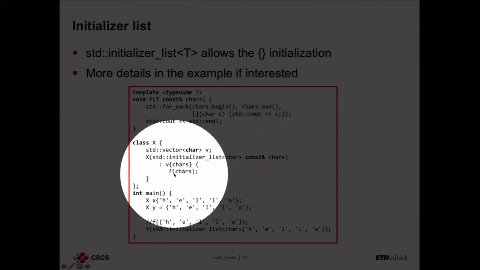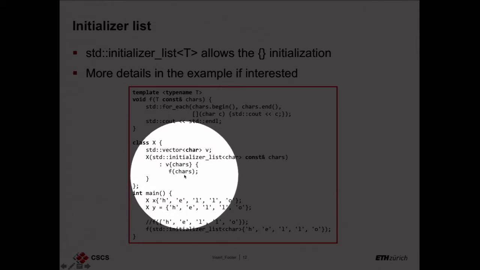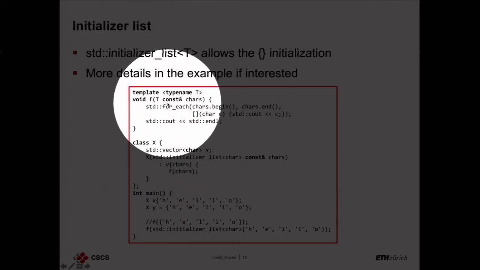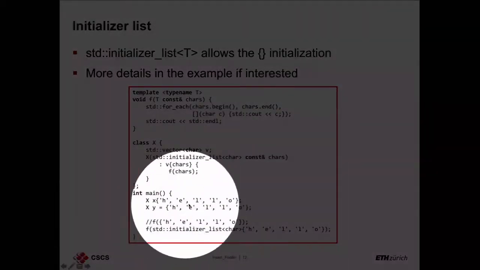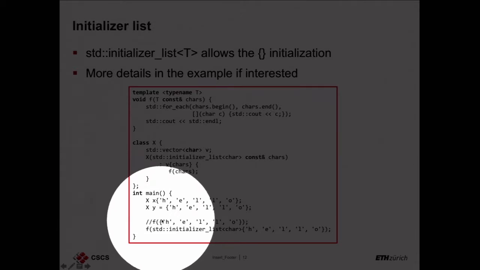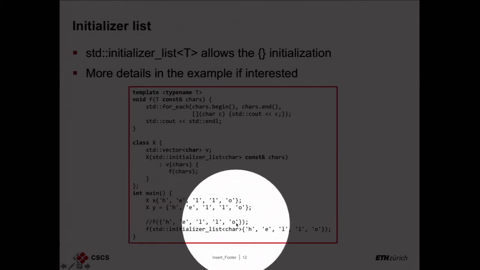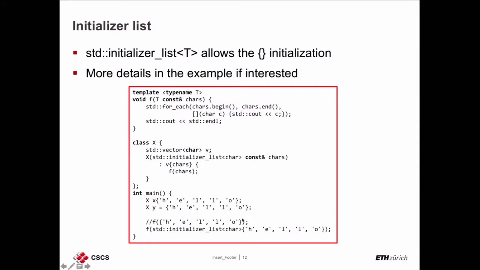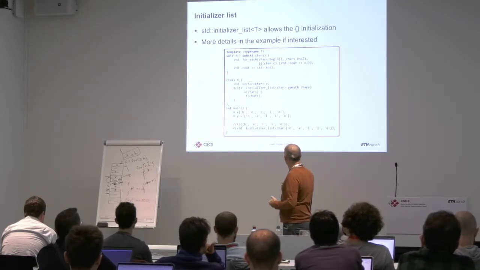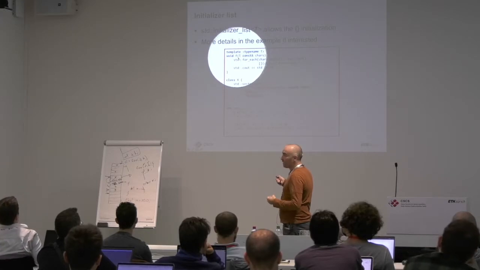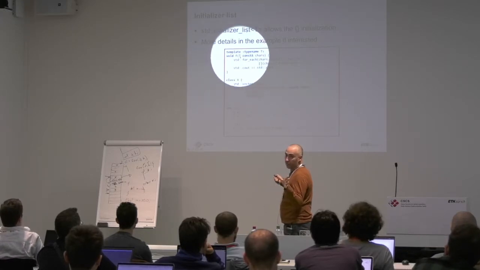And then I can call f with chars, where chars is an std::initializer_list. So at this point, I pass the initializer list, and I can access the initializer list as I would access any other container, and I can print the content. But if I call f directly with just my sequence, this will not compile, because the compiler cannot take this brace thing and say, this is an std::initializer_list. Let me call f with this type where T is std::initializer_list. It will not do that for you.